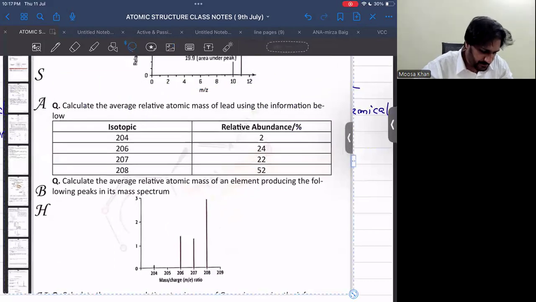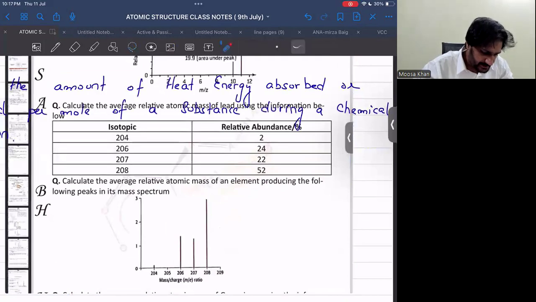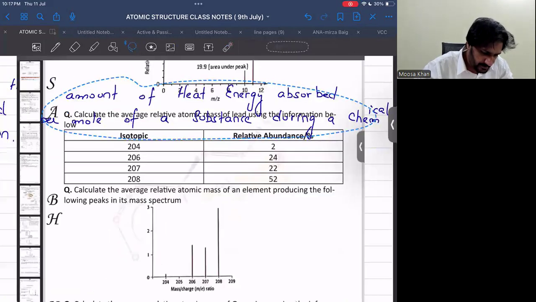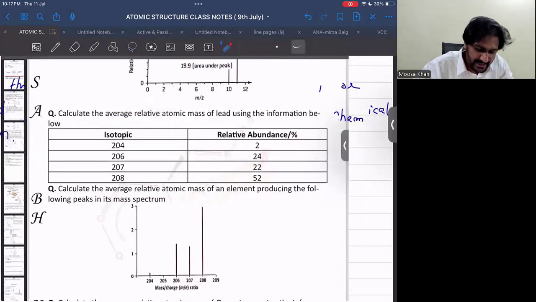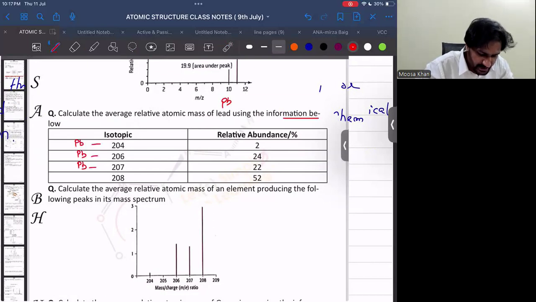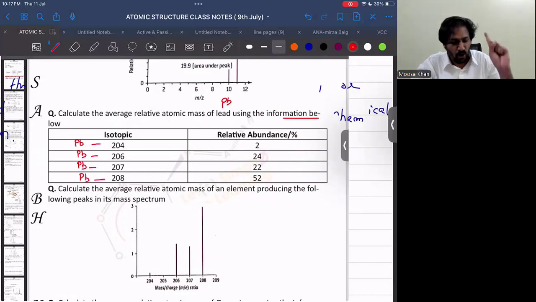Okay, let's do this question. Here it's saying you have to calculate the average relative atomic mass of lead. Lead has the symbol Pb. Using the information below, the isotopes of lead, we have 4 isotopes of lead: one with the mass number 204, the other with the mass number 206, the third with mass number 207, and then 208. And the relative abundances of all these isotopes are given in front of you.